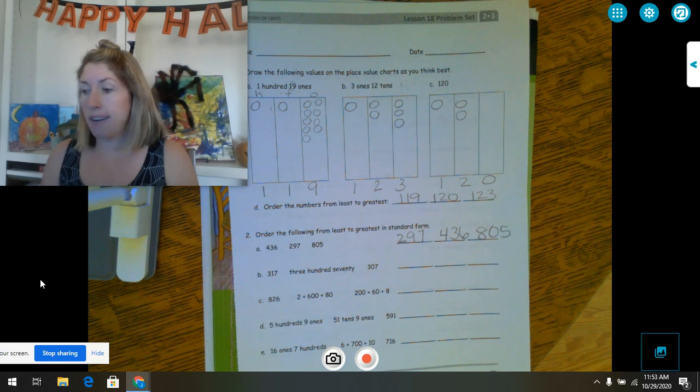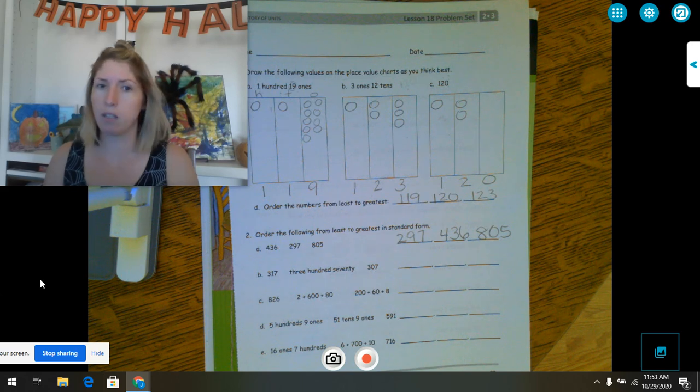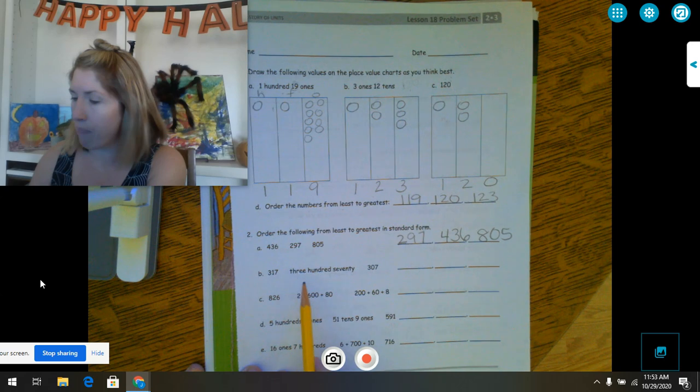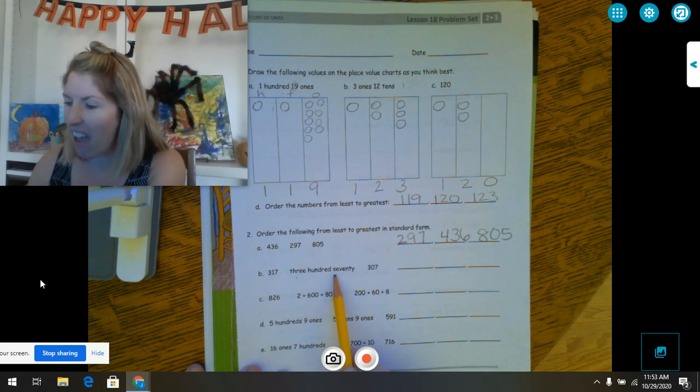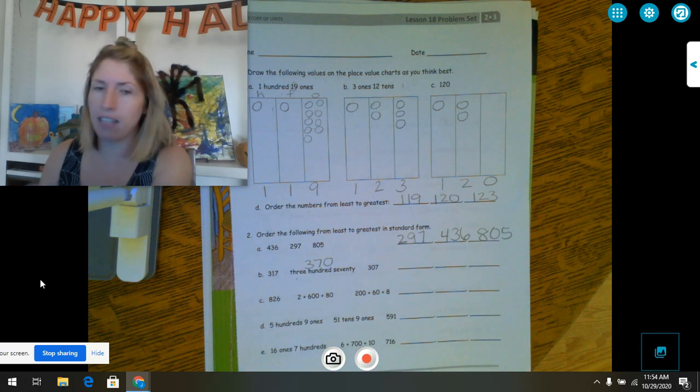Okay. Now it gets a little bit trickier. So this is not in standard form. This next one, we need to change that middle number to the standard form. So let's read it out loud and figure out how to write that number. Read it with me. Ready? 370. That's how you write it in standard form.